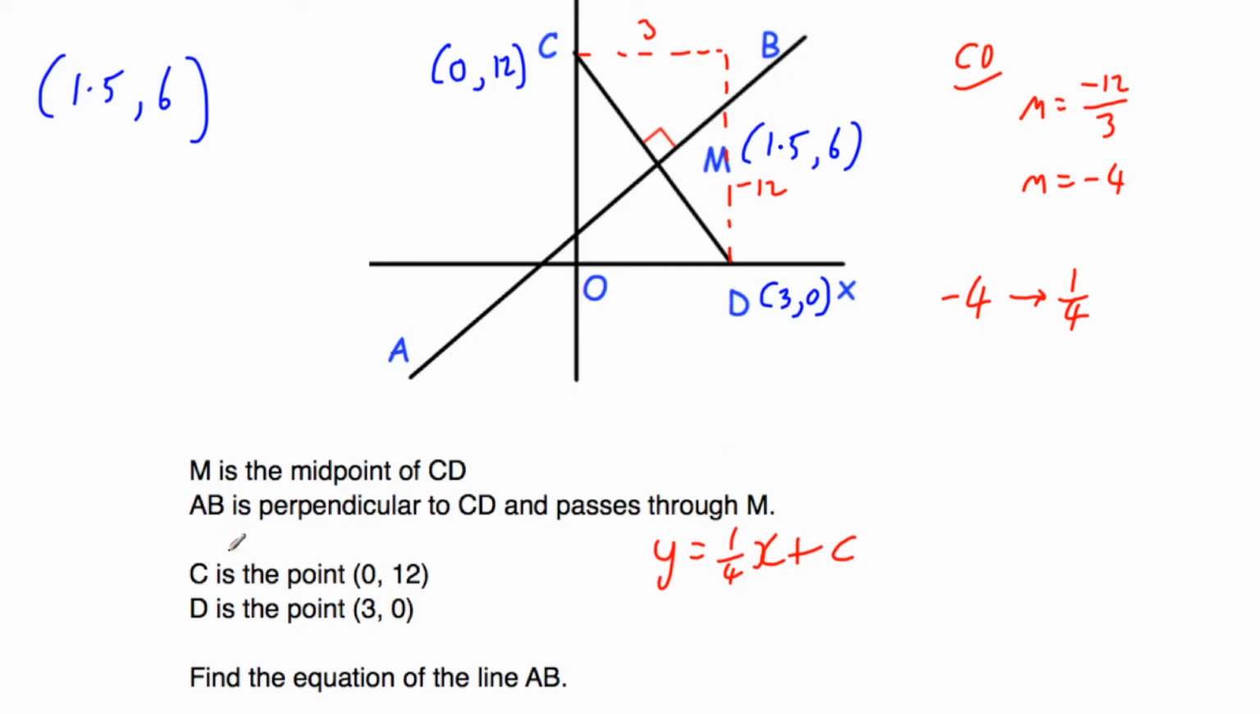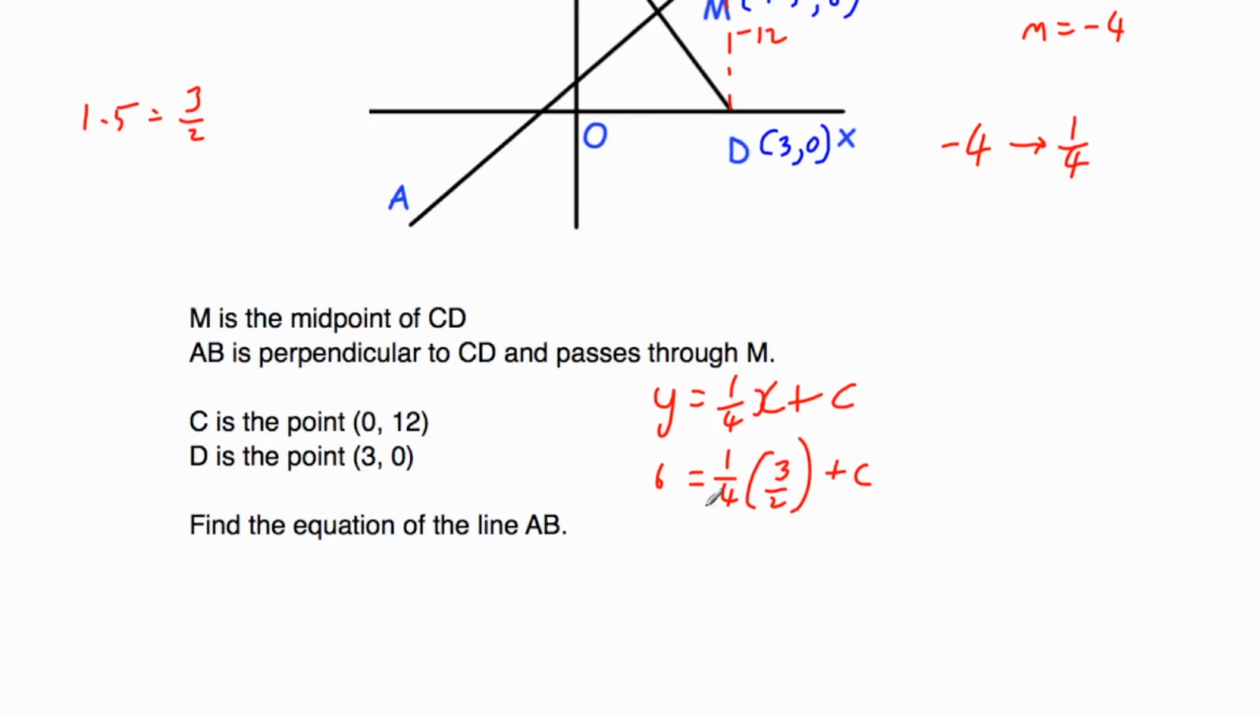The line AB is perpendicular to CD and passes through M, so it passes through this point. So we know that x equals 1.5 or 3 over 2 and y equals 6. Let's substitute those in. We've got 6 equals a quarter of x plus c. 1.5 is the same as 3 halves, so I'm going to change my x back to 3 halves, because it makes multiplying the fractions easier. So I've substituted in 3 halves for x and 6 for y.